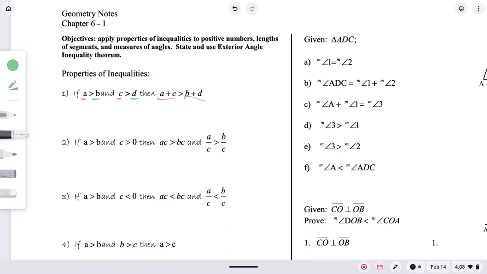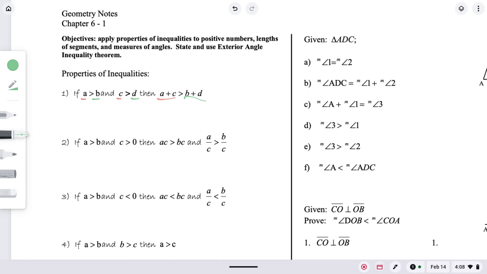But again, that's not necessarily what it looks like on your paper, because A is going to be a real thing. A is going to be an angle. A is going to be a length. That when added to C is also bigger than D, just like A is bigger than B. The combined A and C is bigger than B plus D.